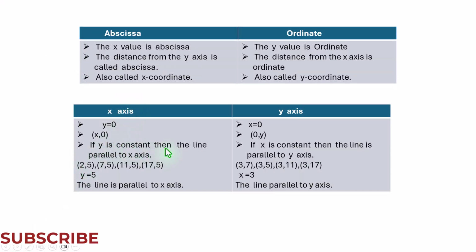If y is constant, then the line is parallel to the x-axis. For example (2, 5), (7, 5), (11, 5), (x, 5): y is 5, so the line is parallel to the x-axis. On the y-axis, the x value 0 is represented as (0, y). If x is constant, then the line is parallel to the y-axis. For example (3, 7), (3, 5), (3, 11), (3, 17): x is equal to 3, so the line is parallel to the y-axis.